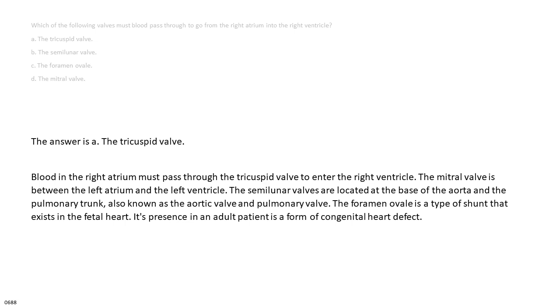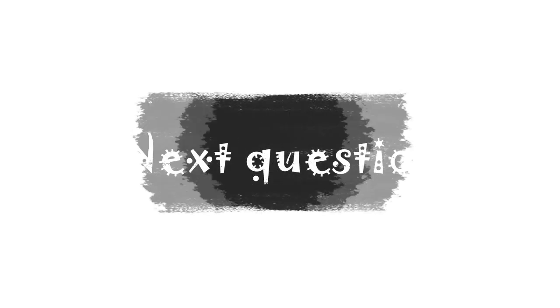Blood in the right atrium must pass through the tricuspid valve to enter the right ventricle. The mitral valve is between the left atrium and the left ventricle. The semilunar valves are located at the base of the aorta and the pulmonary trunk, also known as the aortic valve and pulmonary valve. The foramen ovale is a type of shunt that exists in the fetal heart. Its presence in an adult patient is a form of congenital heart defect.